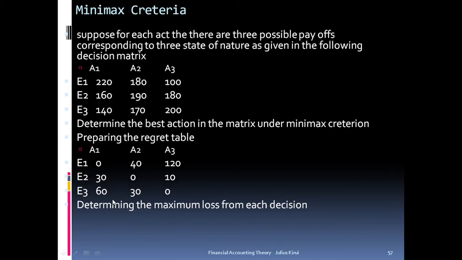So the maximum loss for action 1 is 60. The maximum loss for action 2 is 40. The maximum loss for action 3 is 120. So that one gives us now the values: action 1 is 60, action 2 is 40, action 3 is 120. Then finally, take the minimum of the maximum, which is 40. So this is our best solution for minimax criteria.